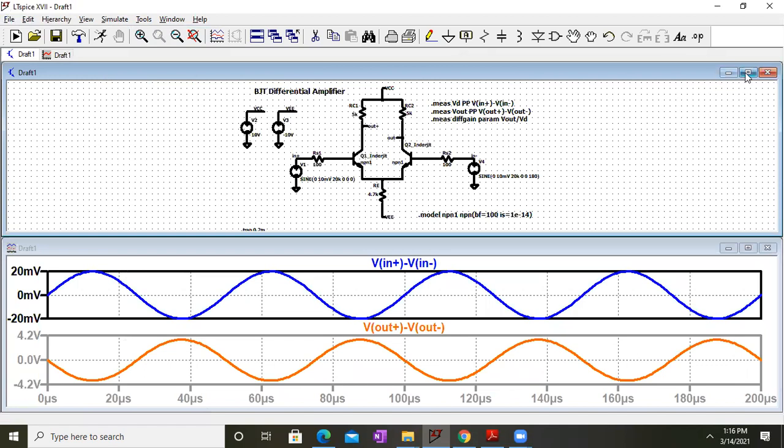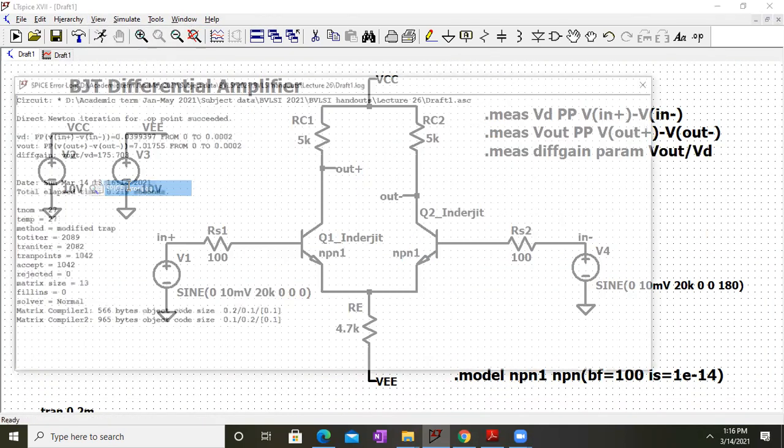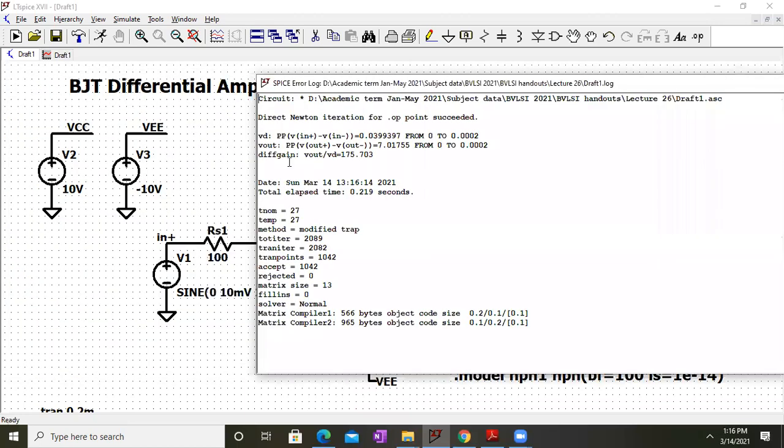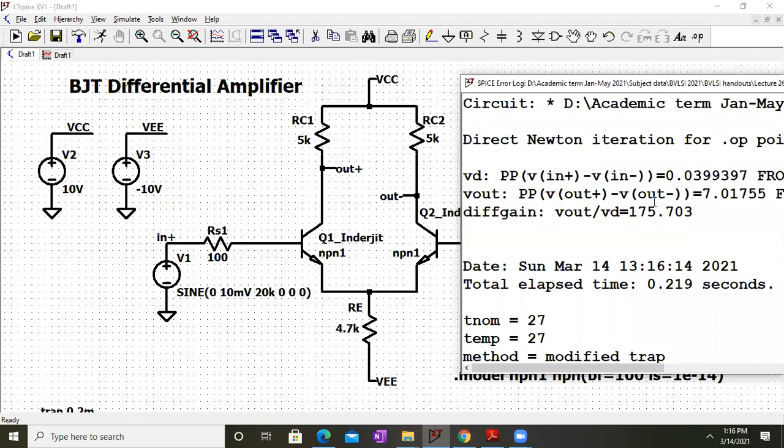So we're getting the output properly. Now let's go to view, spice error log, and here it will give you the value of differential gain directly. As you can see over here, the differential gain is coming out to be 175.7. Note that it will not give you the phase shift. It will only give you the magnitude.